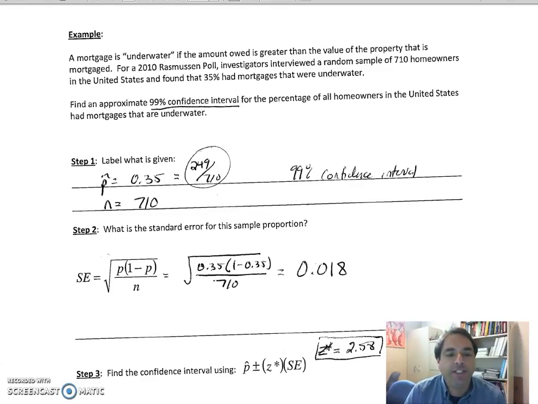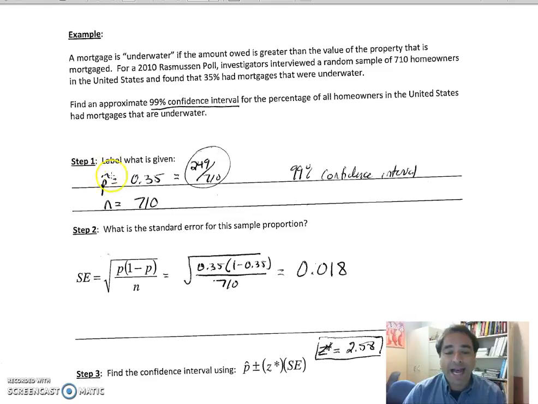This one says, a mortgage is underwater if the amount owed is greater than the value of the property that is mortgaged. For a 2010 Rasmussen poll, investigators interviewed a random sample of 710 homeowners in the United States and found that 35% had mortgages that were underwater. Find an approximate 99% confidence interval for the percentage of all homeowners in the United States that had mortgages that were underwater. So again, to make sure we understand the concept, we're looking for a 99% confidence interval.